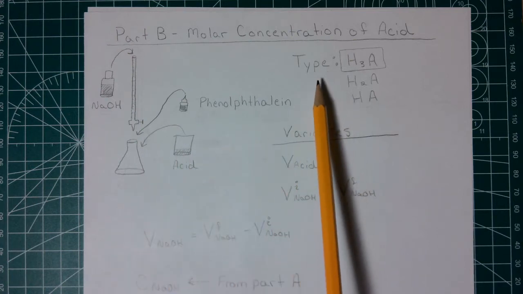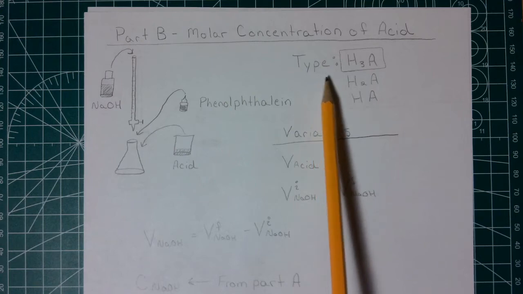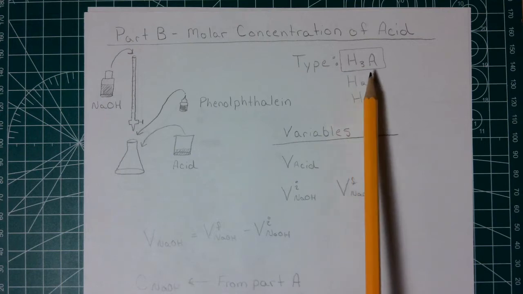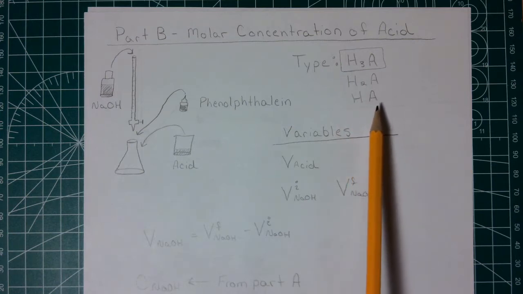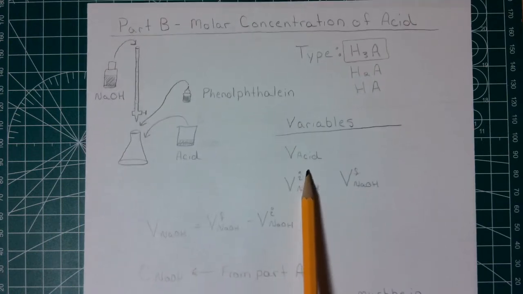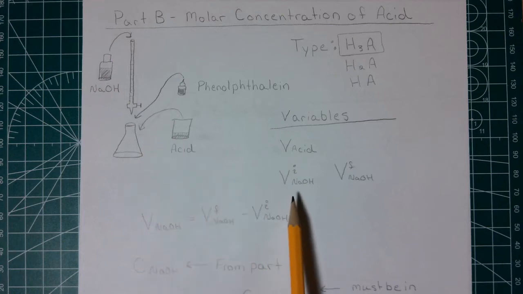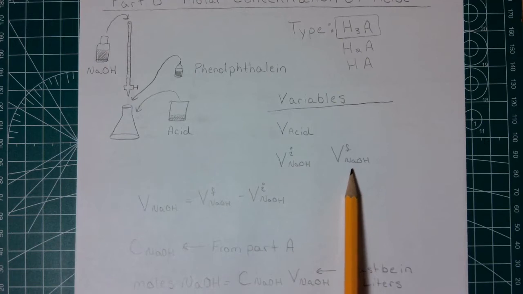We're also going to be given a type of acid, and this is a subtle thing you guys have to pay attention to. When I got my provisional data, I got a triprotic acid that was expressed this way, but you might get a diprotic one or a monoprotic one that would be expressed in one of those 2 ways. In addition, with our provisional data, we're going to be given the volume of acid that we added, the initial volume of sodium hydroxide in the burette, and the final volume of sodium hydroxide in the burette.